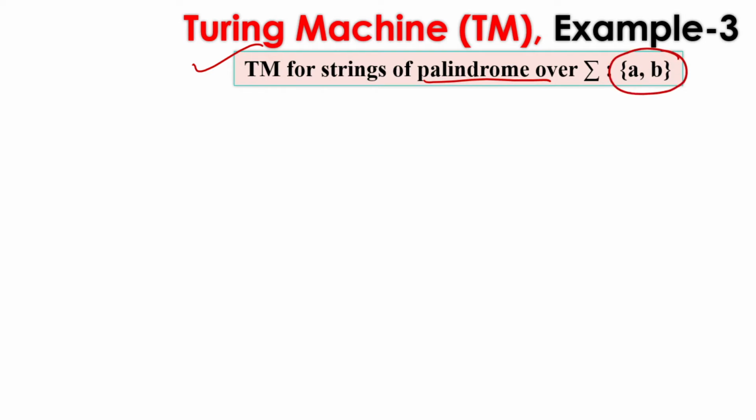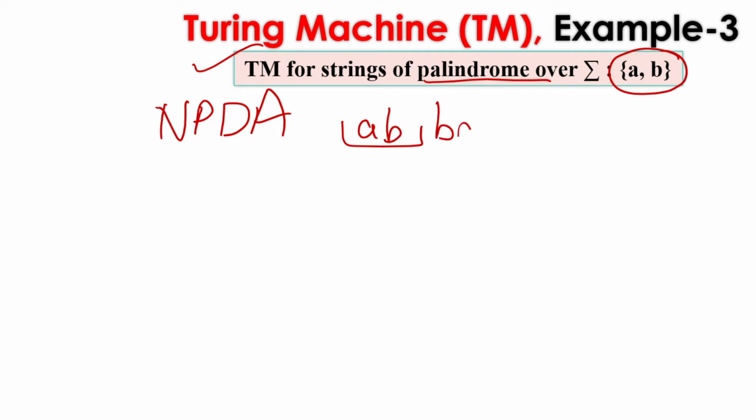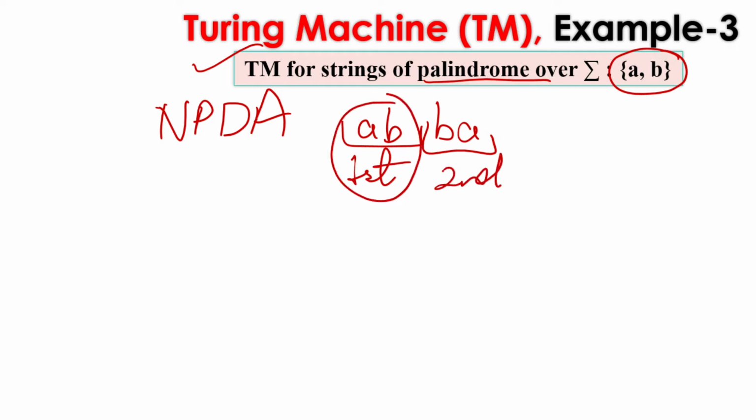In palindrome we had a non-deterministic PDA for this problem, and we were just pushing the first half of the string. Suppose we have this portion as the first half and this as the second half. First we were pushing the first portion onto the stack, and then we were checking the matching of the second portion with the first portion, as we would have the same input and the same stack top for the second half of the string.